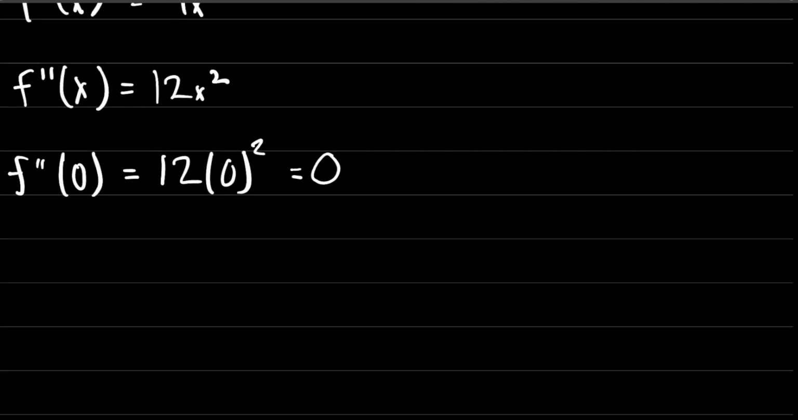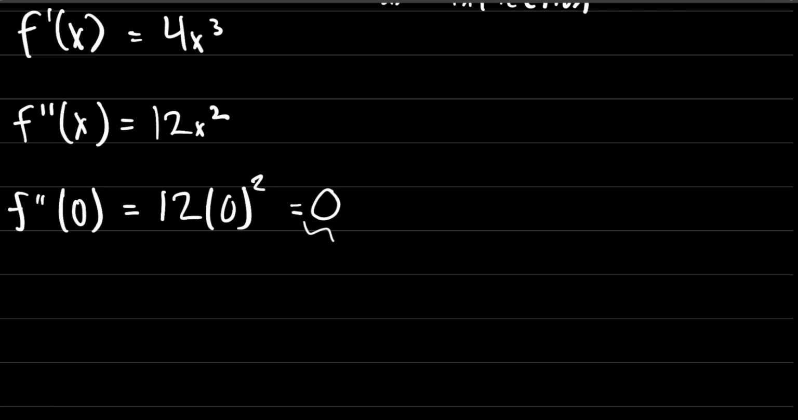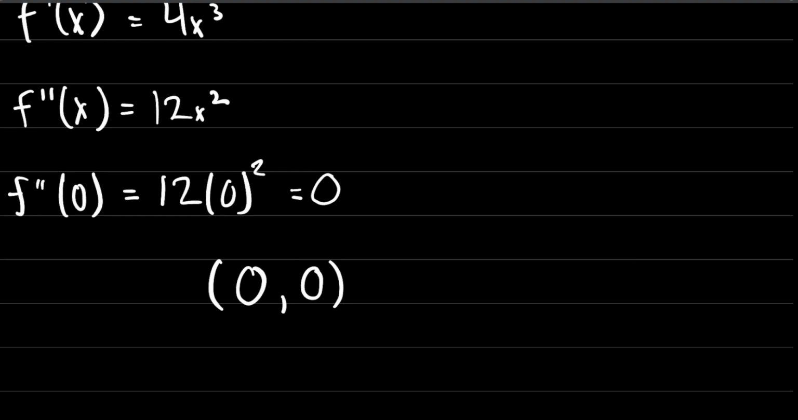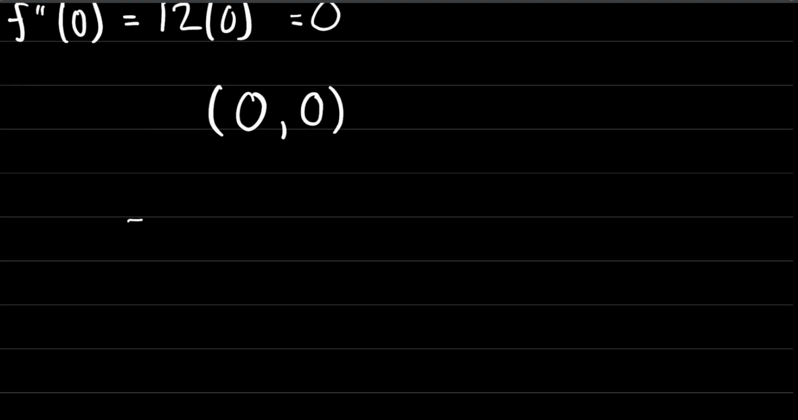Now we know that the x value of our potential inflection point is 0. If we plug that into our original formula, we're given 0 again. So we have a possible inflection point at (0, 0). Now let's draw a number line and mark a spot at 0.